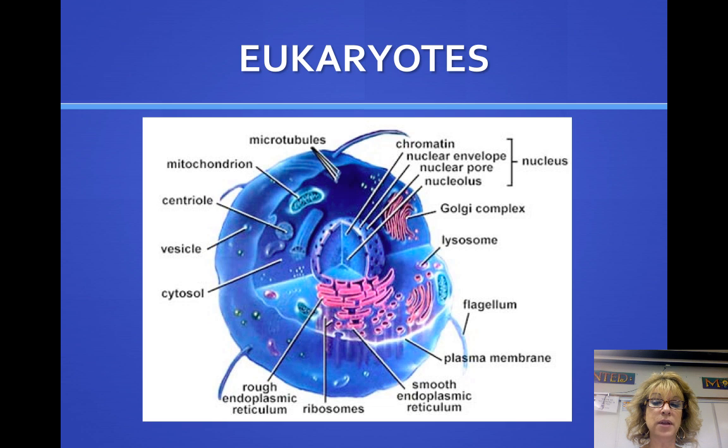Eukaryotes include animals, plants, fungi, and protists, and they have a membrane-bound nucleus. They are more complex than prokaryotes. They are larger and have a bigger variety of structure. The cytoplasm is the fluid-filled region between the cell membrane and the nucleus, and the cytoplasm is made of a gel-like substance called cytosol.